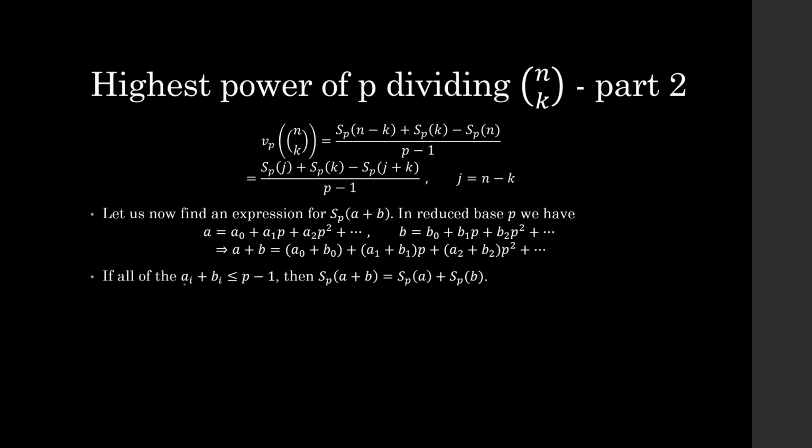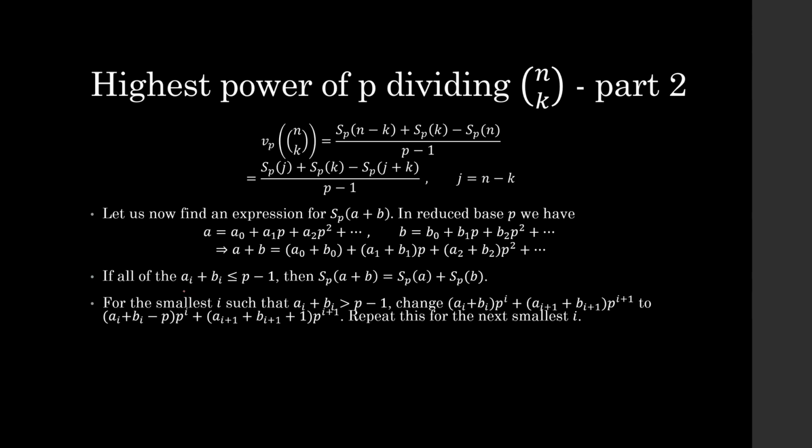If all of these are smaller than or equal to p minus 1, then this is a reduced base p representation of a plus b. Then S_p(a plus b) is just going to be S_p(a) plus S_p(b), because the sum of the whole thing is just a0 plus b0 plus a1 plus b1 plus a2 plus b2. That's just a0 plus a1 plus a2 in parentheses plus b0 plus b1 plus b2 in parentheses. So it's going to be this.